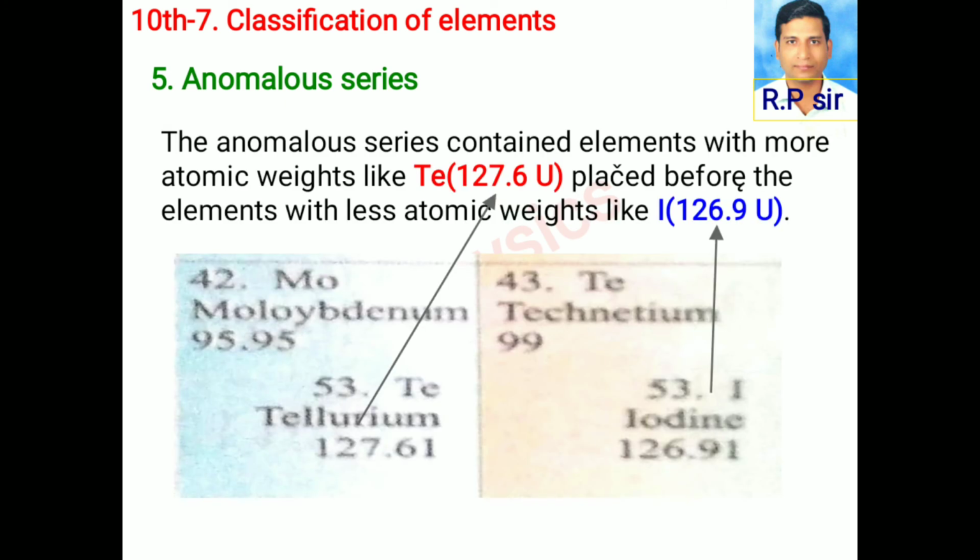Anomalous series. The anomalous series contained elements with more atomic weights like tellurium, 127.6 units, placed before the elements with less atomic weights like iodine, 126.9 units. Mendeleev's effort is great in preparing the periodic table. In his honor, the 101st element was named as Mendelevium.